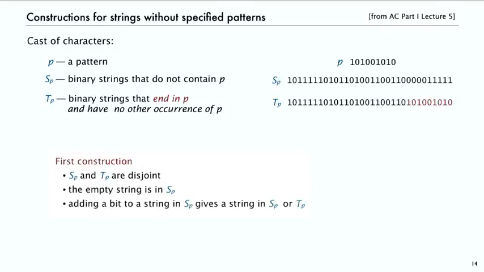So the first one is, for example, to notice that these things are disjoint. If a string doesn't contain P, then it can't end in P. That SP has the empty string, and if you add a bit to a string in SP, either you get a string that doesn't contain the pattern or you get a string that ends in the pattern. And that just corresponds to this combinatorial construction.